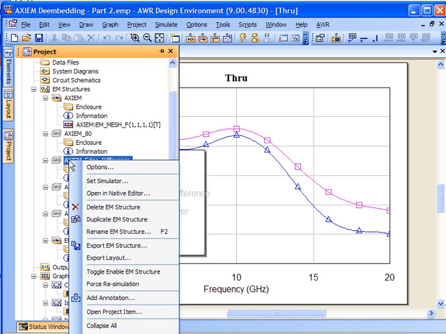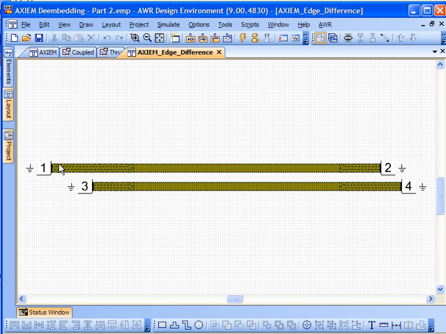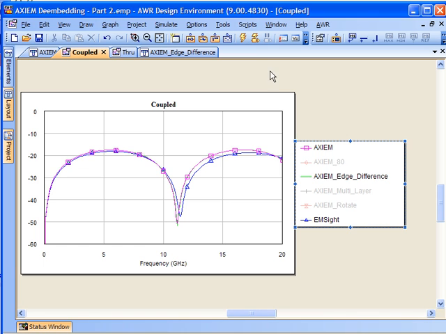One of the things that we can do is look at what happens if we have an edge difference. Now, what I mean by that is that we've placed the port in a different location for each one of the lines. So here port 1 is a little bit earlier, to the left of where it is for port 3, but you'll notice that the reference plane is identical. So in this case, if we hit the simulate button, I've already run the results, you can see that it's nearly identical to what the de-embedding was with AXIEM. So there's very little error introduced from that.